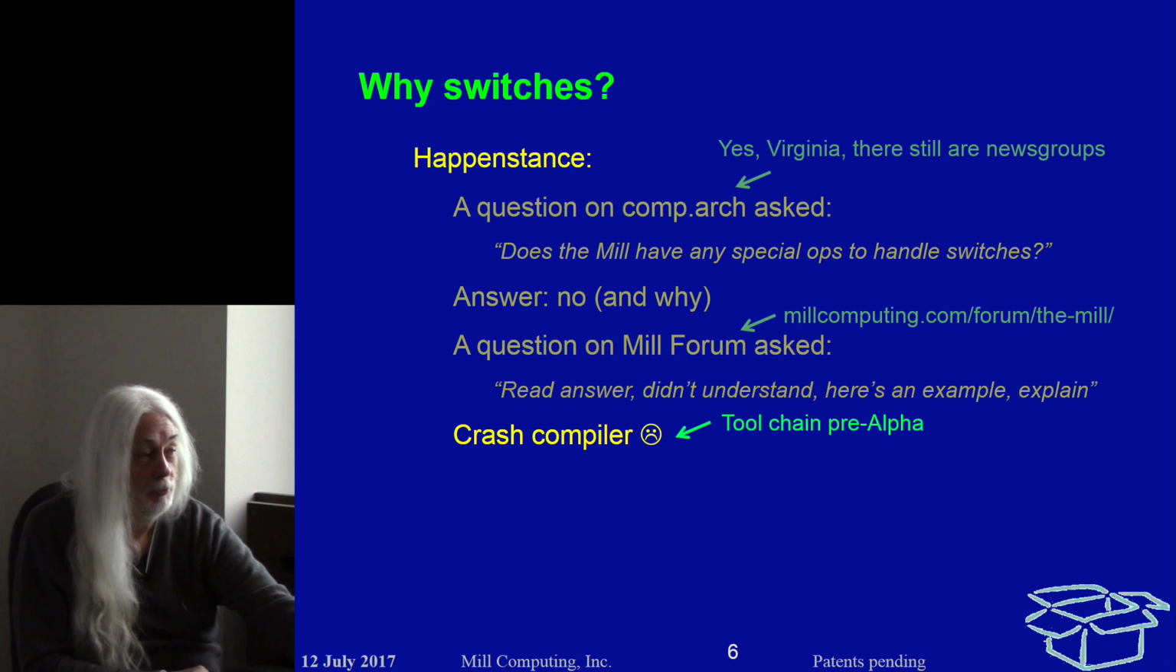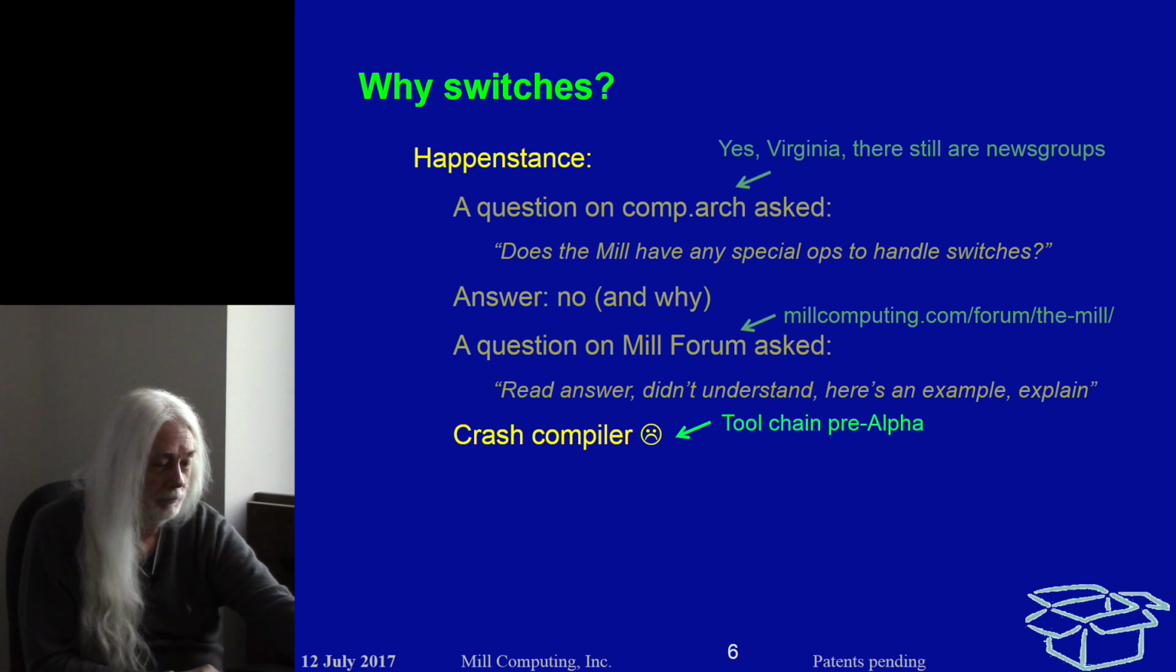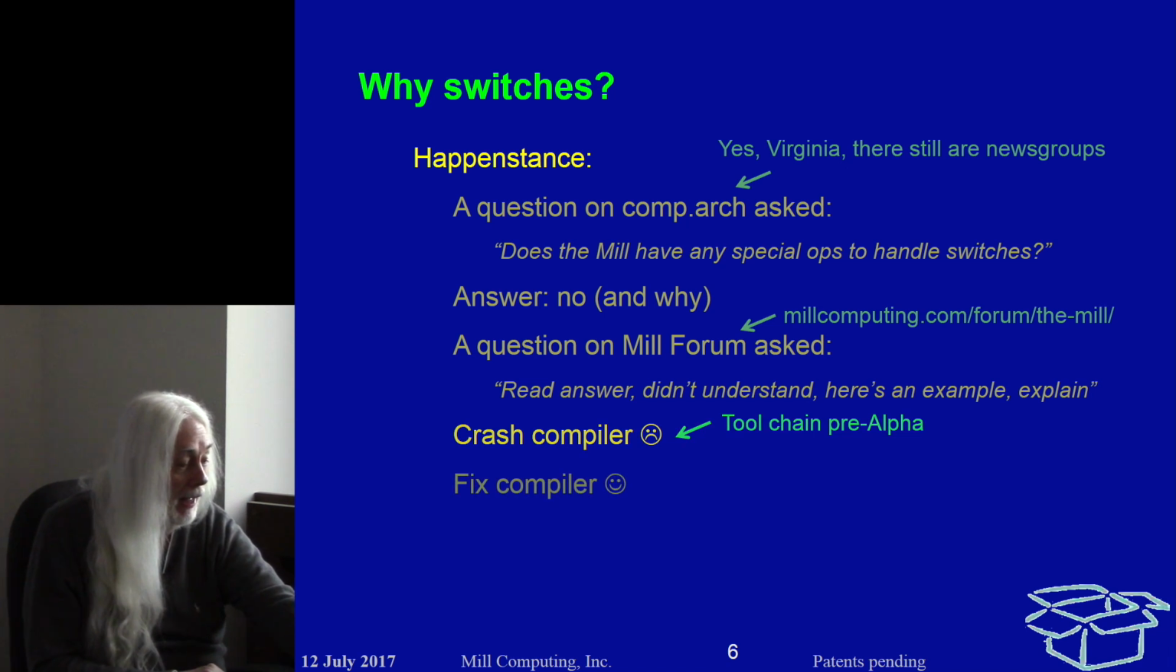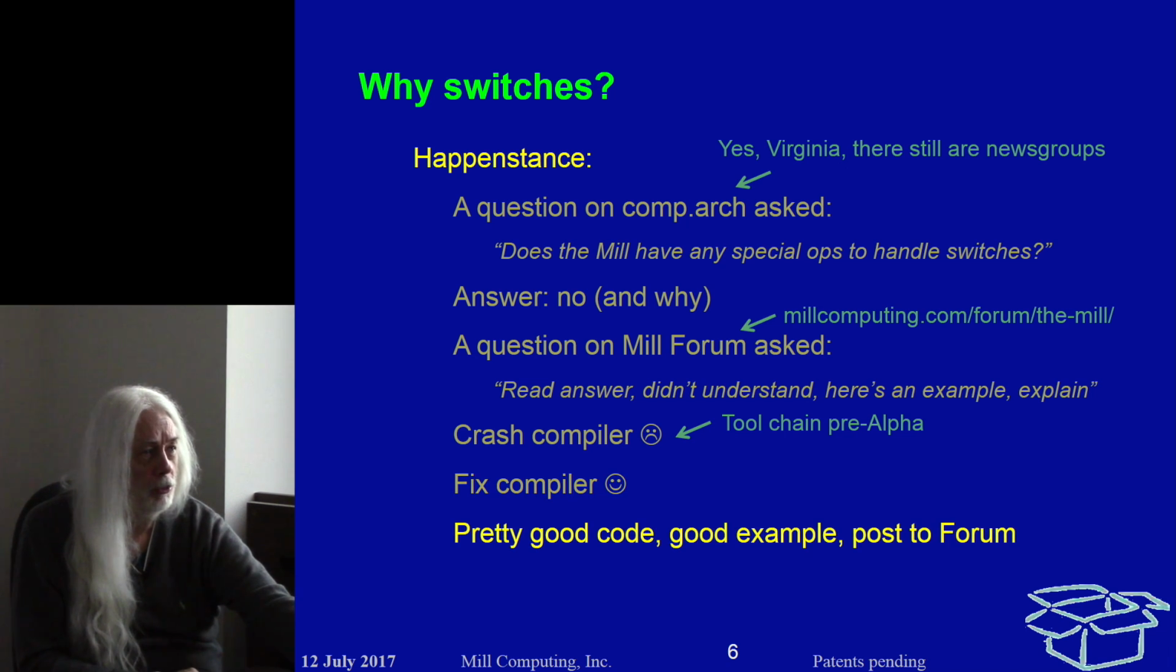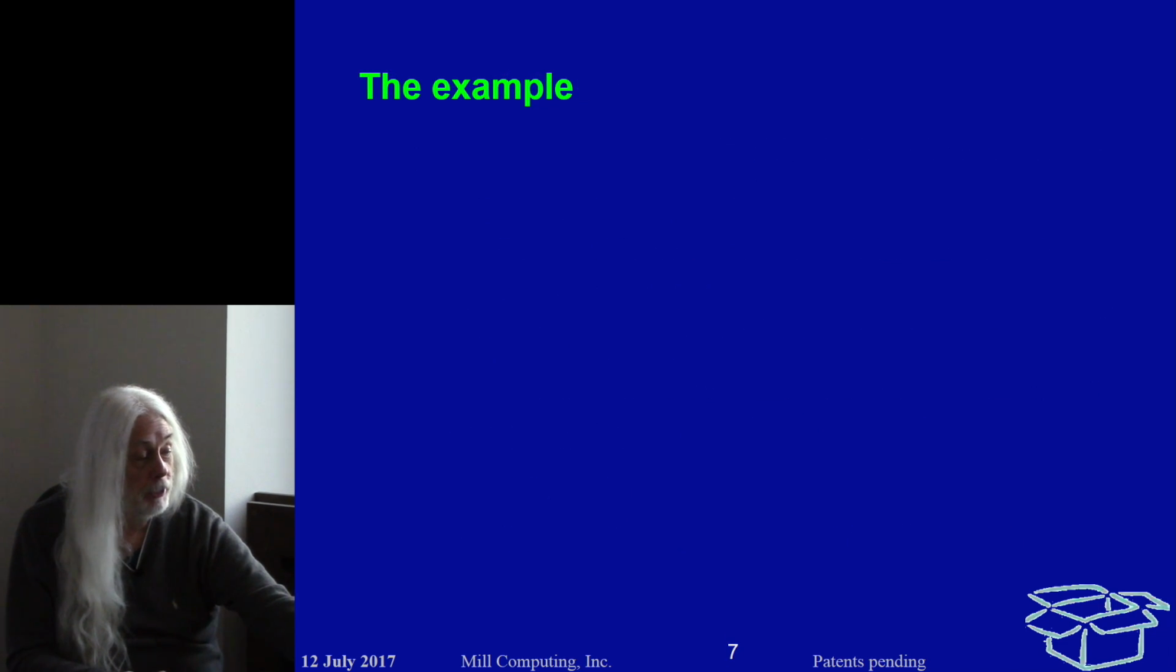The tool chain is, especially at the time when this was being done, pre-alpha. We'll leave it at that. But we fixed the compiler, and the result was pretty good code, and it made a pretty nice example of showing exactly what happens in Mill code and what the then current state of the compiler was producing. So we posted the resulting machine code to the forum for his example. This was his example.